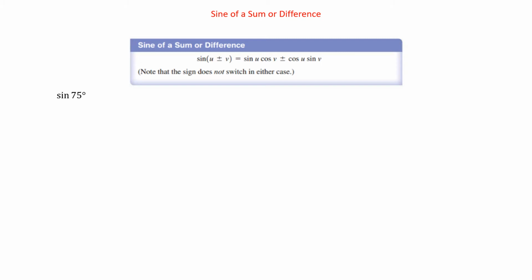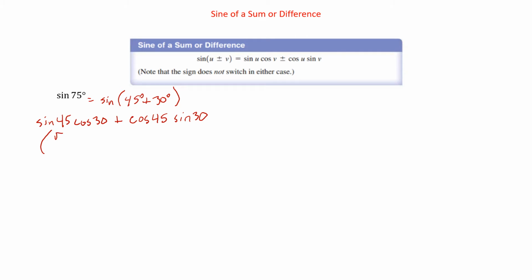So if we have sine of 75 degrees, we could rewrite that. 75 is going to be 45 degrees plus something, so 30. So that'll be sine of 45 cosine 30. Then we're adding, so we're going to keep adding. Cosine 45 degrees sine 30. And then we just go back to that unit circle.